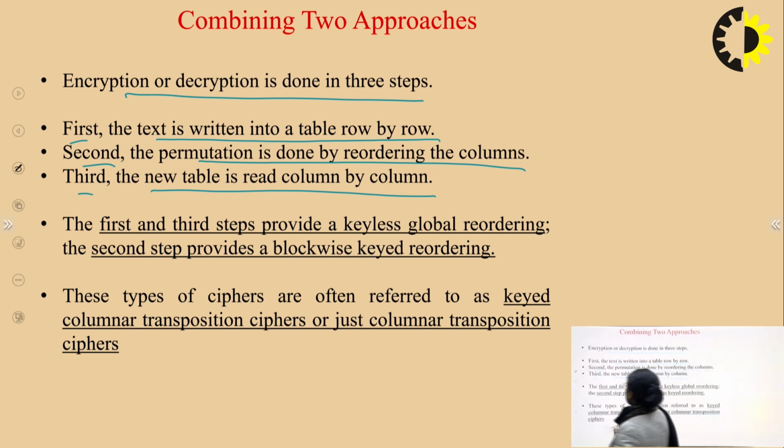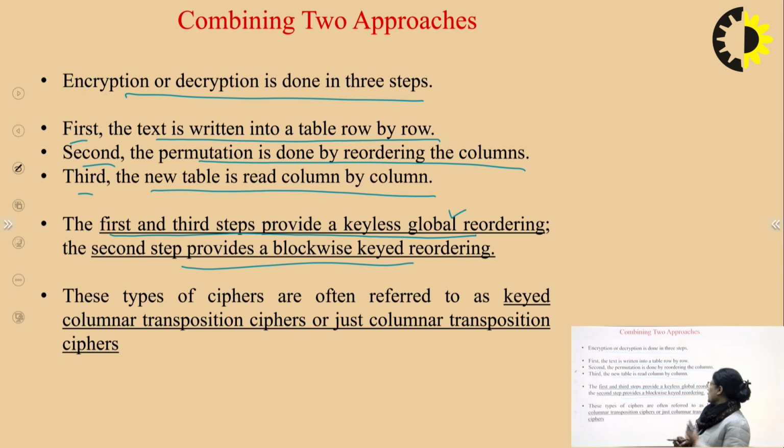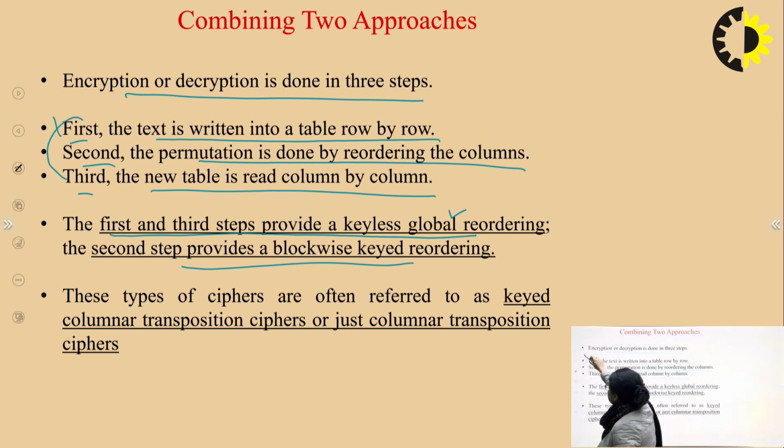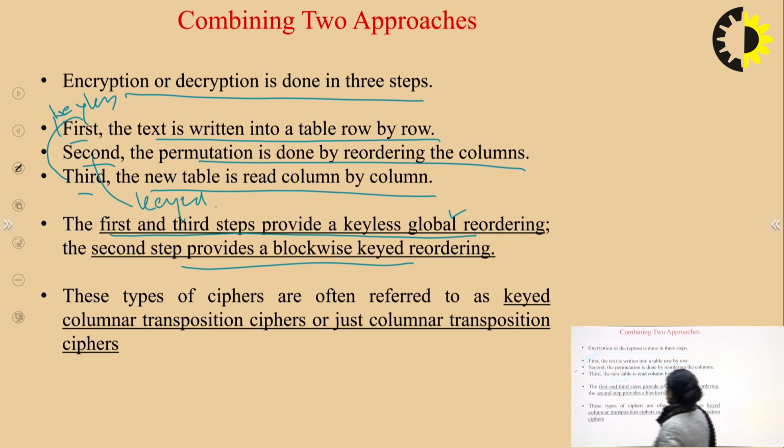How is it so? Here the first and the third steps provide a keyless global reordering, and the second step provides a blockwise keyed reordering. So we have keyed as well as keyless reordering. In the first and the third, it is keyless, and the second will be keyed. So let us take an example to understand how exactly it is taken care of.